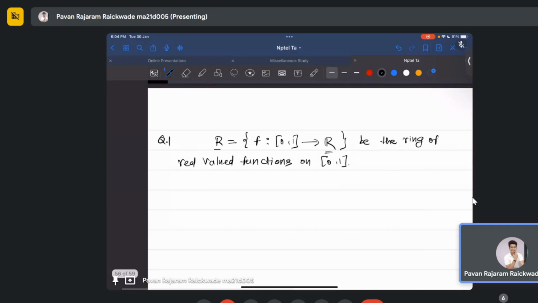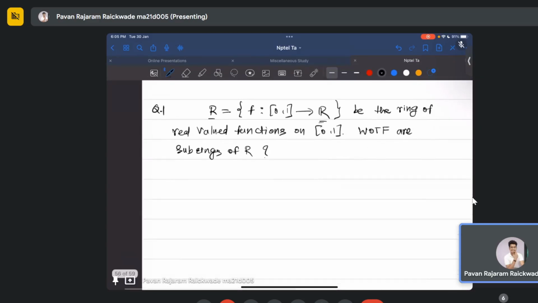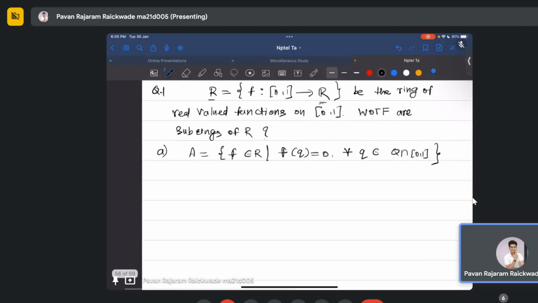Now, the question is, if this is your ring, then which of the following are subrings of R? A, capital A, is the set of all functions f in R such that f at q is 0 for every q in the rationals of [0, 1]. So will it be a subring?